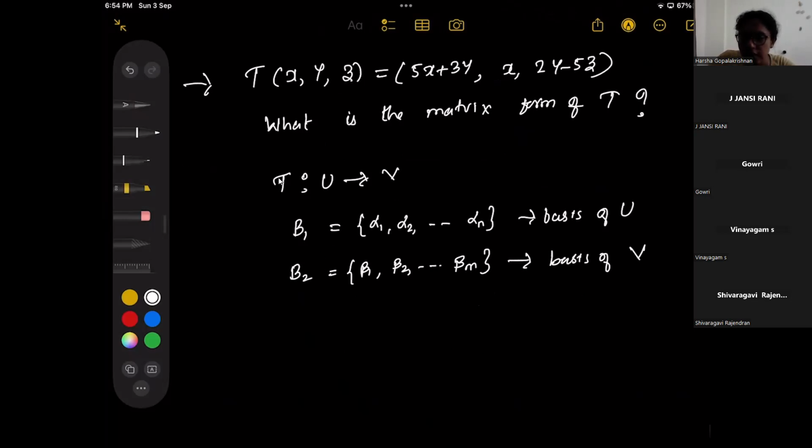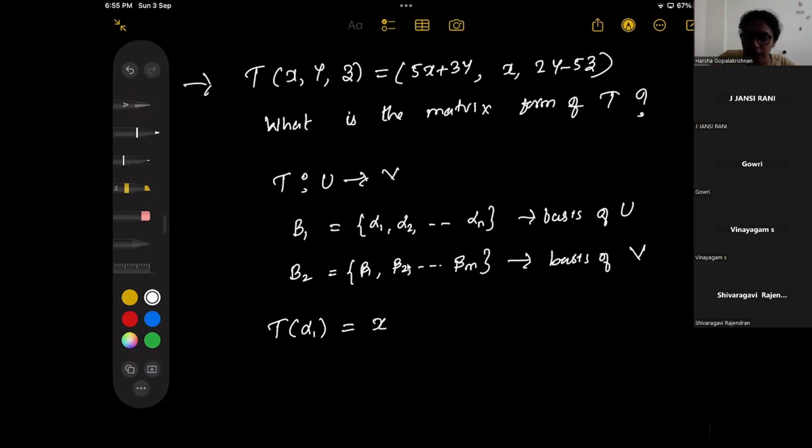What we will do is we will apply T to all the elements in the basis of U. And then we will get an element in V. So that element can be written as a unique linear combination of elements of the basis of V. So the coefficients of that linear combination will be taken as the column. For example, I will first do T alpha 1. So T alpha 1, suppose I am getting it as some X, something in general.